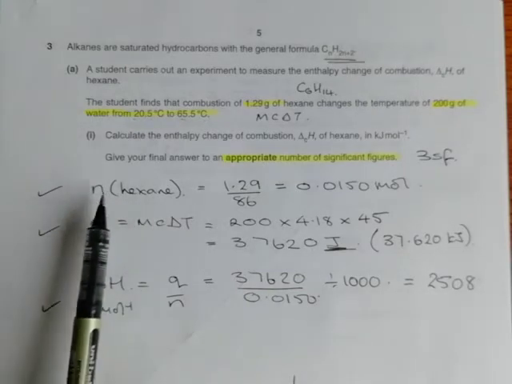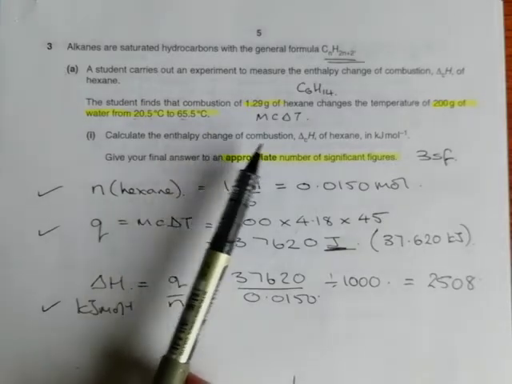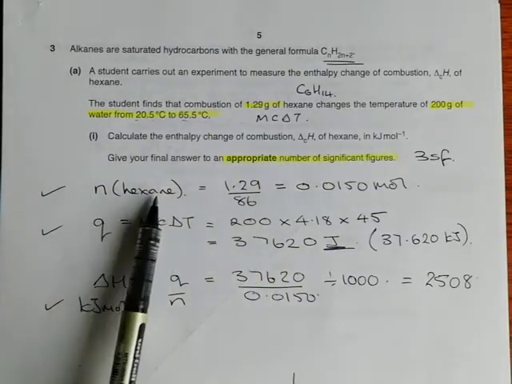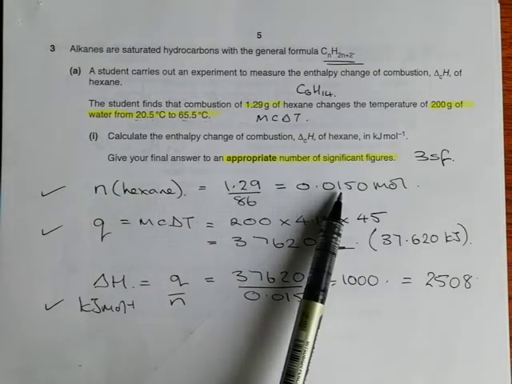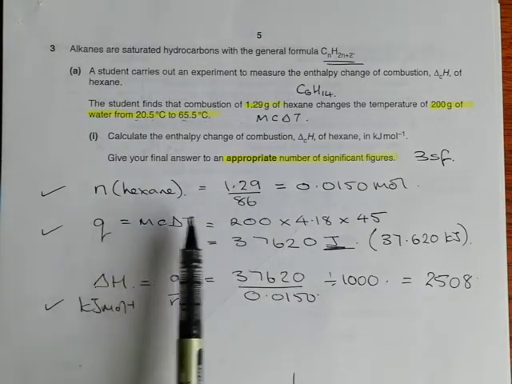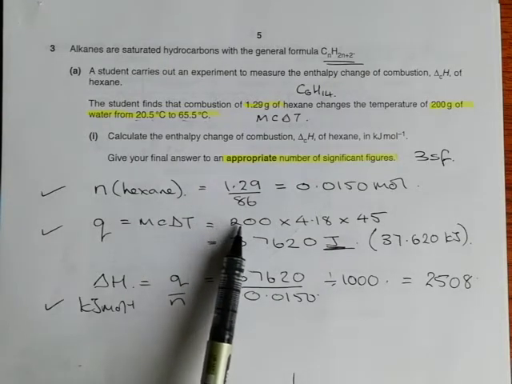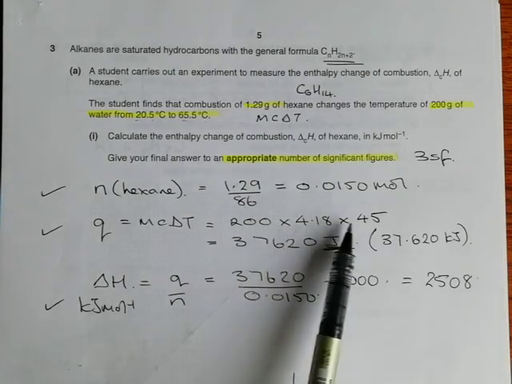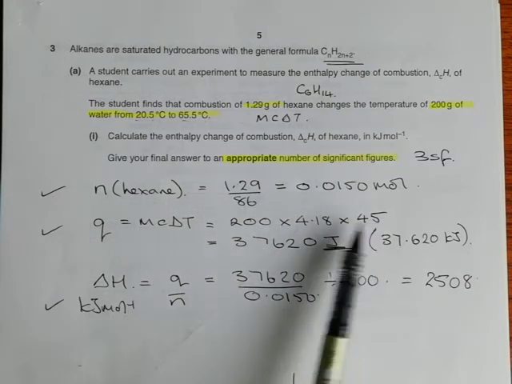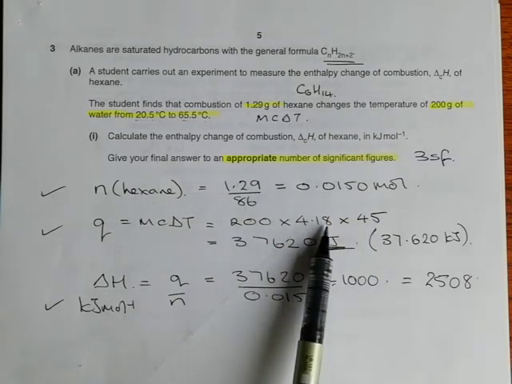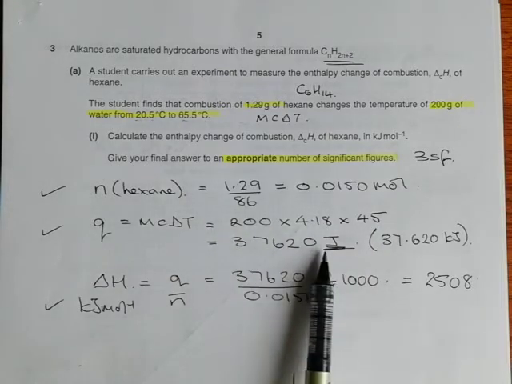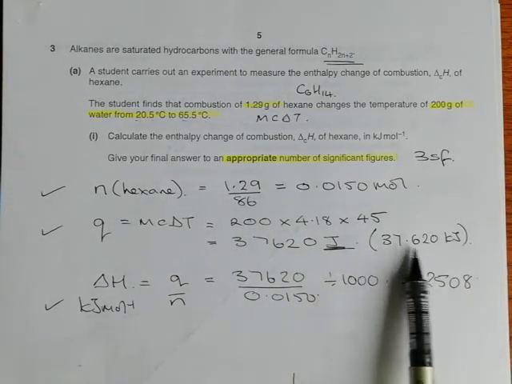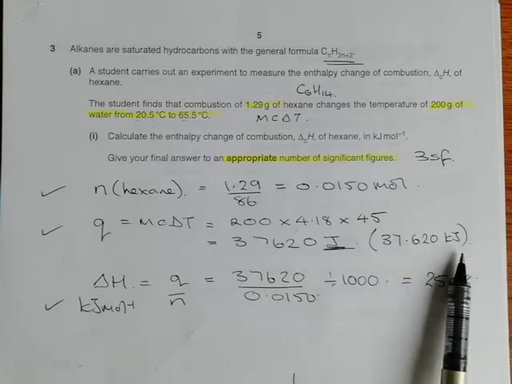So we're looking for the enthalpy change of combustion of the hexane. So we need the number of moles of it, which is mass over Mr, which is that. We need to work out Q. So Q is the mass of the water, so it's 200 times 4.18 times the 45, which is the temperature change. This is on the data sheet if you can't remember it. And that gives us that many joules, or you might prefer to pop that into kilojoules at this stage. It's up to you where you divide by 1,000.